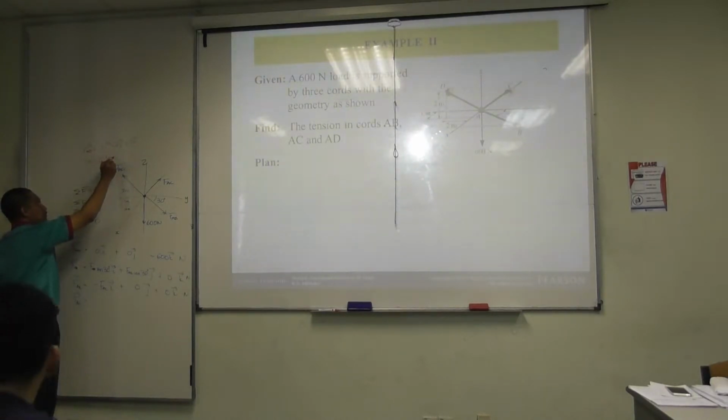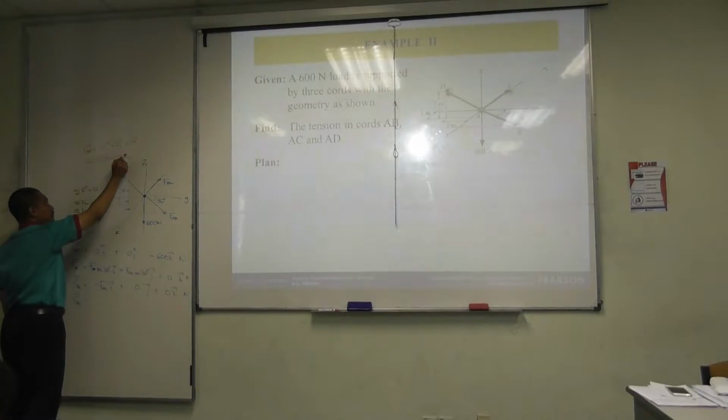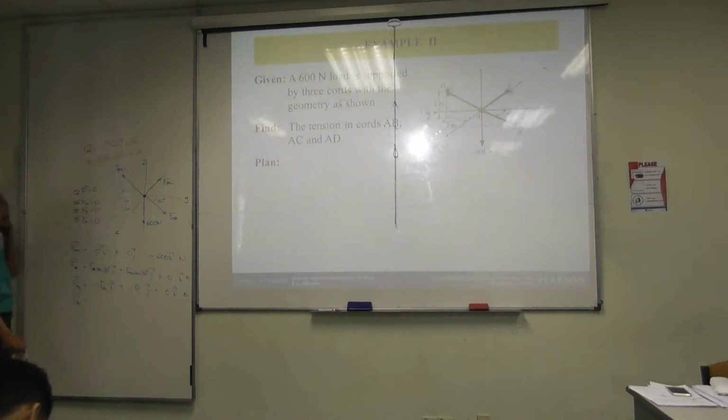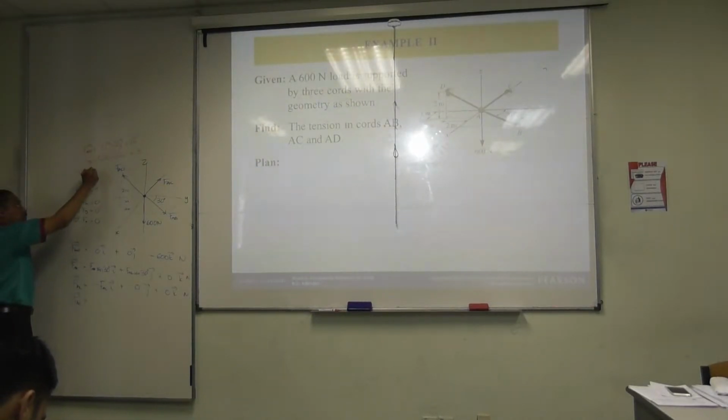Square root of that. You get 3, right? 2, 4, 8, 9, 9, square root of 9. So the unit vector UAD will be, let's say we divide, 1 over 3I minus 2 over 3J plus 2 over 3K. So for the FAD, you just multiply this with the magnitude, which is unknown here, right?